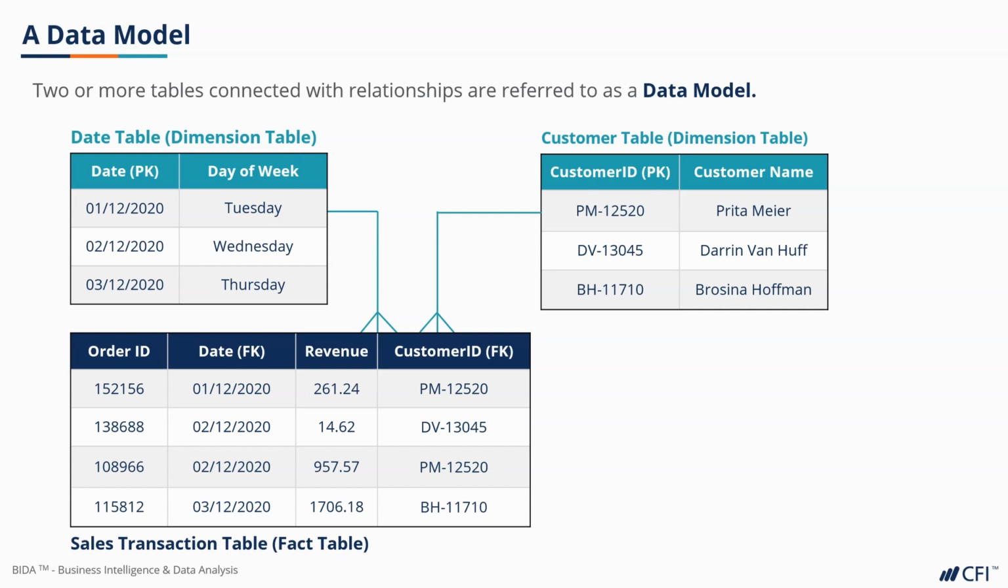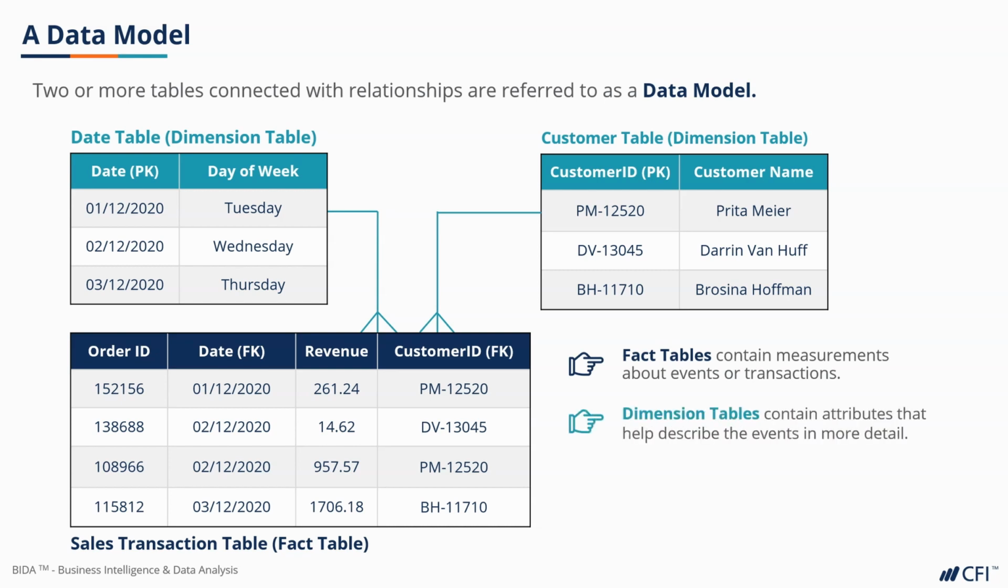To get the details about those keys, we have to look in what's called dimension tables. Dimension tables contain the data that helps us describe those IDs in more detail. So in summary, fact tables contain measurements about events or transactions. Dimension tables contain attributes that help describe the events in more detail.